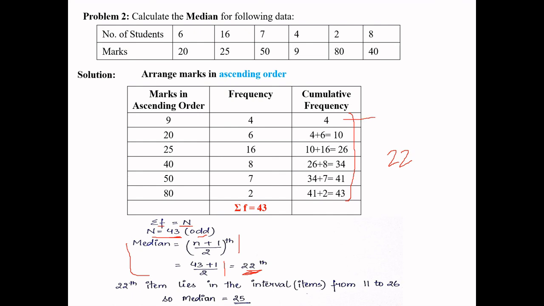4 is not greater than 22. 10 is not greater than 22. 26, 34, 41, 43 are greater than 22, but 26 is closest to 22. So the value of variable which is corresponding to this cumulative frequency is median. So the median is 25.